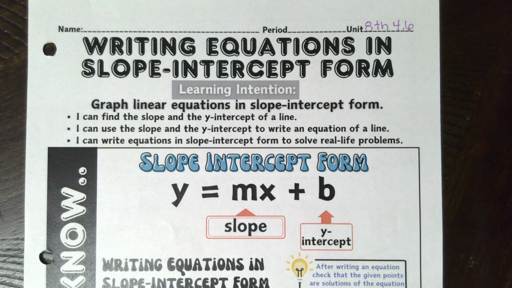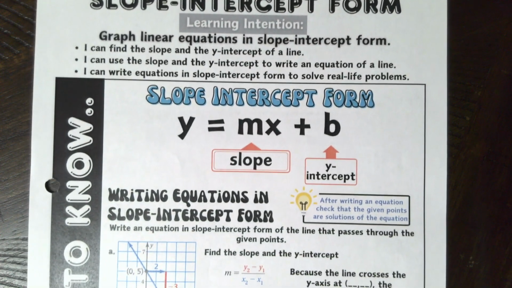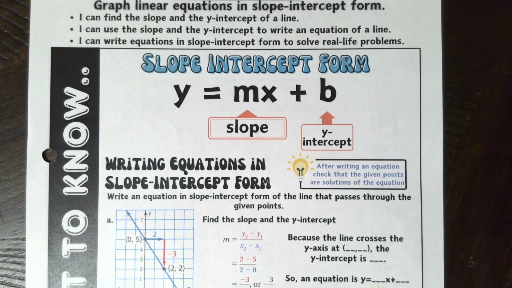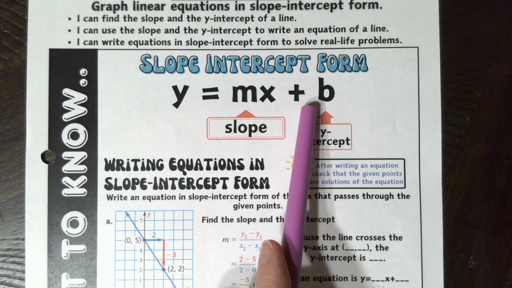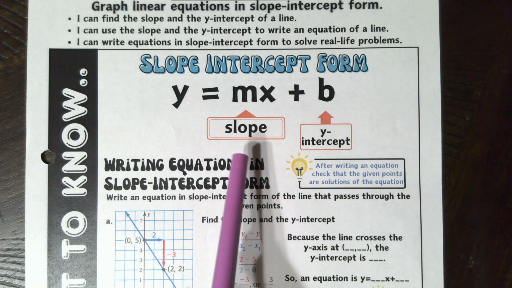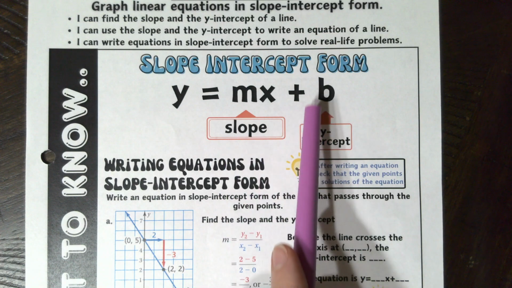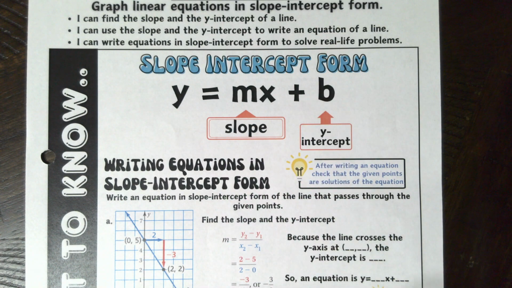Okay, so this should look familiar, this slope-intercept form. We've seen it in 4.4. And slope-intercept form is written as y equals mx plus b. And m is our slope, and b is our y-intercept. So let's see how we can do this. So writing equations in slope-intercept form.